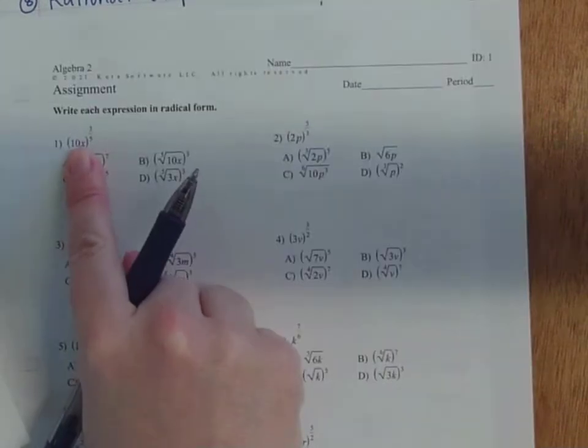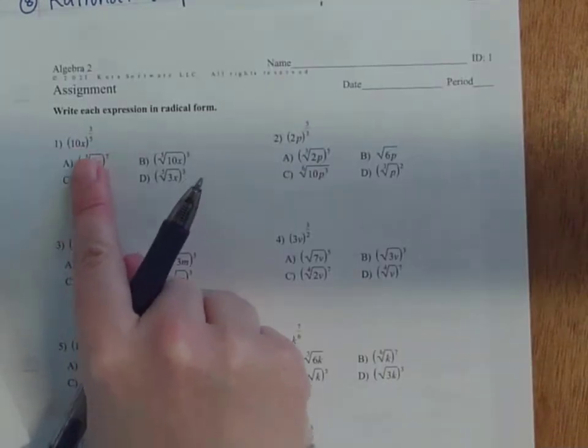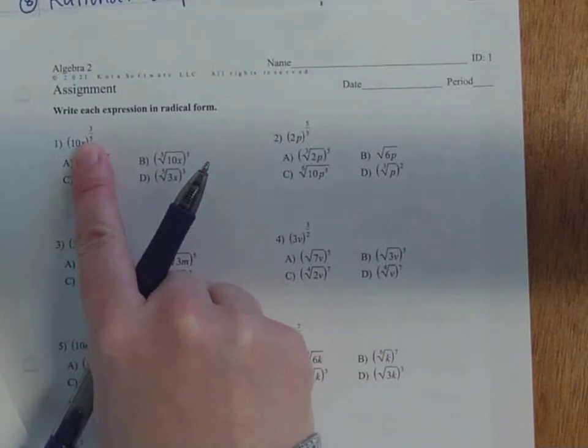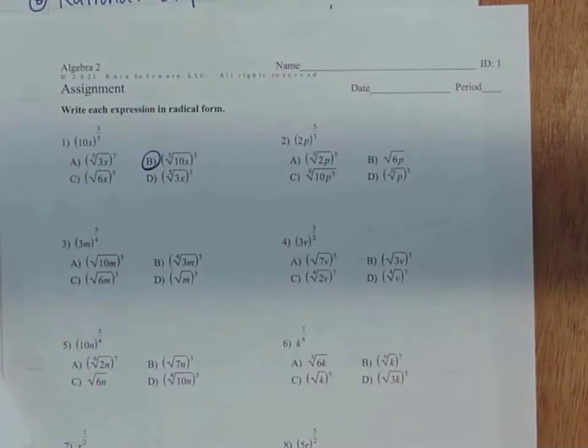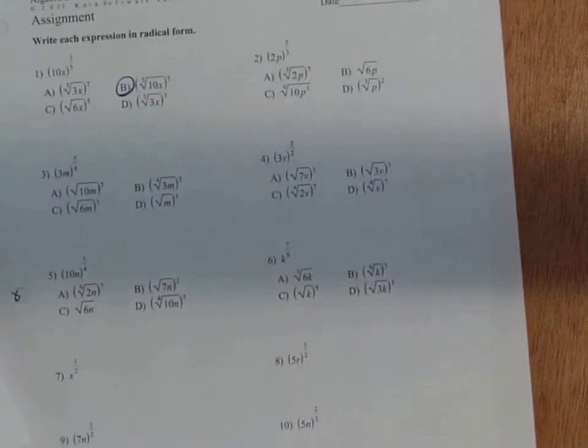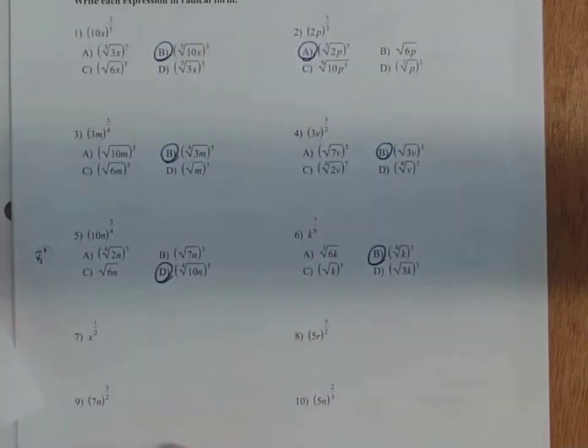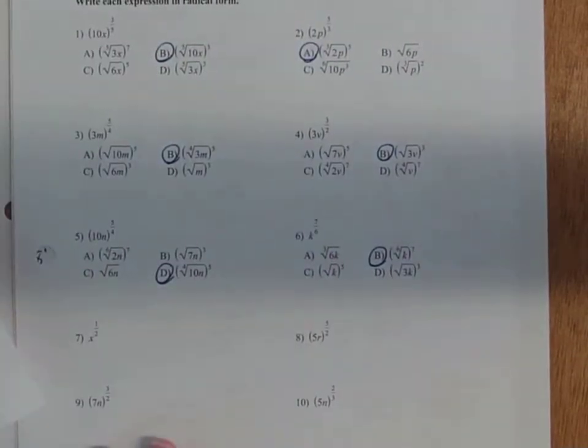Alright, looking at number 1, it's got 10x in parentheses to the 3/5 power. So what's the root? What's the power? So which is my correct answer? B. Alright, 1 through 10, 2 minutes. Any questions on the multiple choice? How we got any of those?